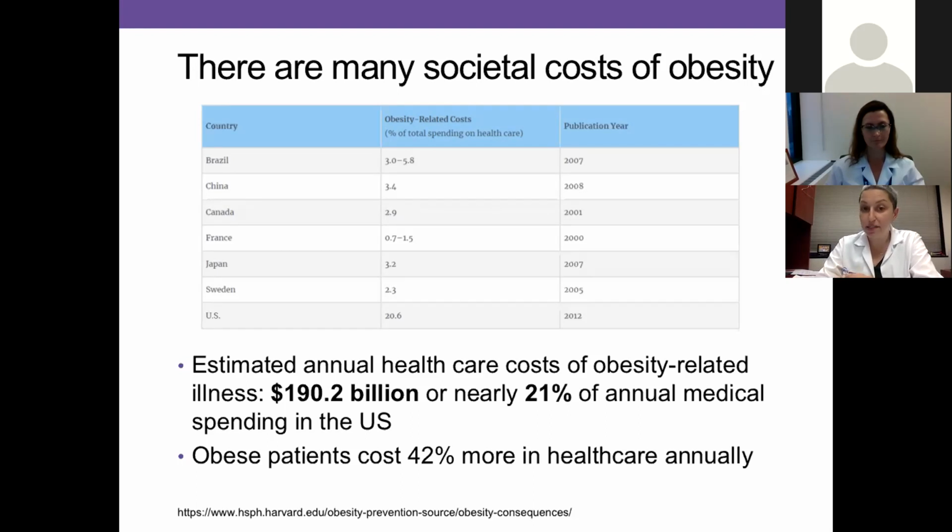Not only this, but there are several indirect costs related to obesity. It is estimated that the annual nationwide productivity cost of obesity-related absenteeism, or not showing up to work, is between 3.38 billion and 6.38 billion dollars, or $132 per obese individual. There are also social and emotional effects of obesity, including discrimination, lower wages, and lower quality of life. And it's been calculated that obese patients cost 42% more in healthcare annually compared to normal weight individuals.